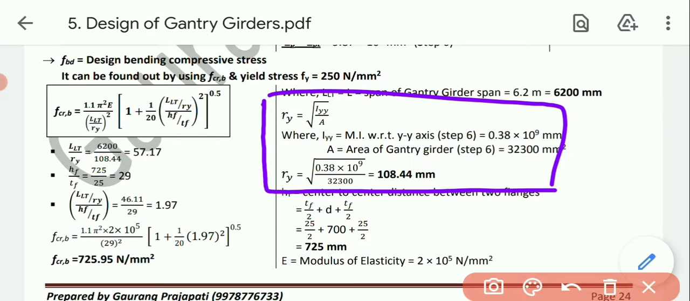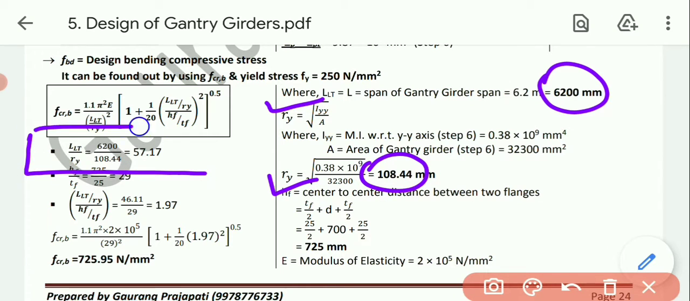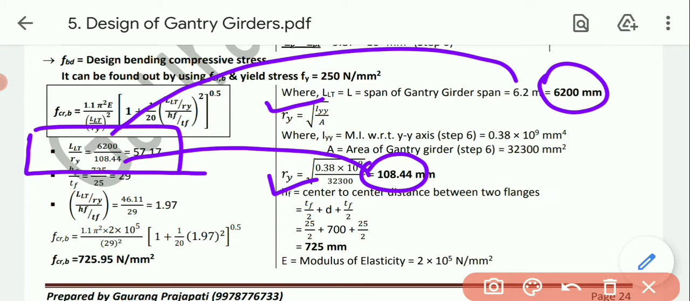I by 0.38 into 10 is to 9, area 32300, this one. So ultimately the answer will be 108.44 mm. So that's the value of RY. Okay, so we have got the LLD 6200, RY 108.44. So let's calculate their ratio. So LLD by RY, that is over here 6200 divided by 108.54, so ultimately the ratio will be 57.17.